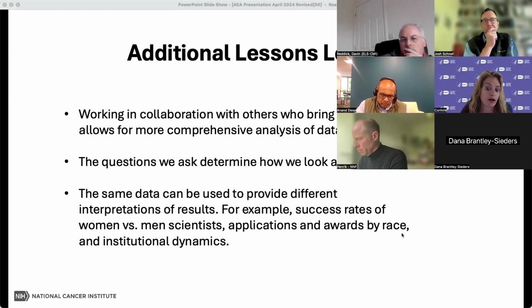For example, we learned the success rates of women versus men scientists, applicants and awards by race, and institutional dynamics. Although those weren't the initial questions we were asking, all of that information was in the data. And I'm going to show those in the next couple of slides as some really interesting things that we found out. Next slide, please.